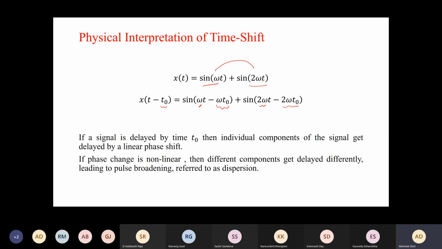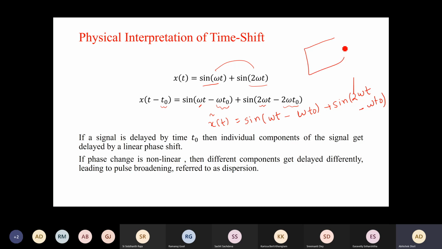Suppose, for some reason, xt is passing through a channel. Maybe LTI, maybe not LTI. We do not worry about that. And what has happened is after passing through the channel, xt becomes something like this. So this component will become something like omega T naught, and this component also becomes omega T naught, after passing through a system or a channel or whatever.